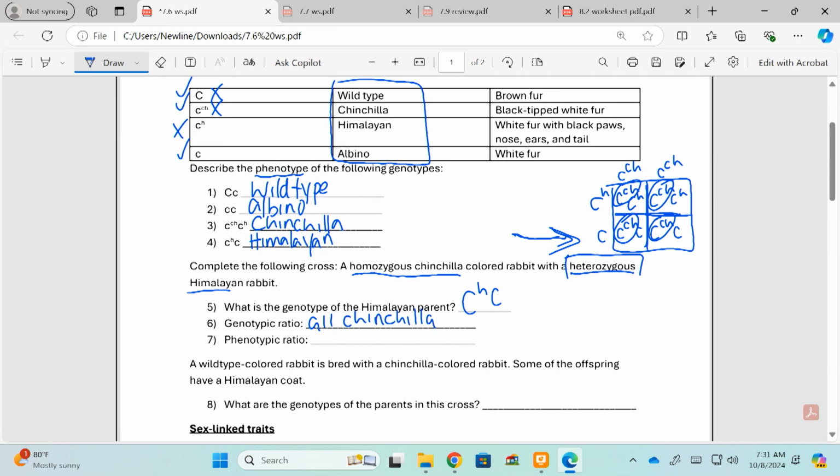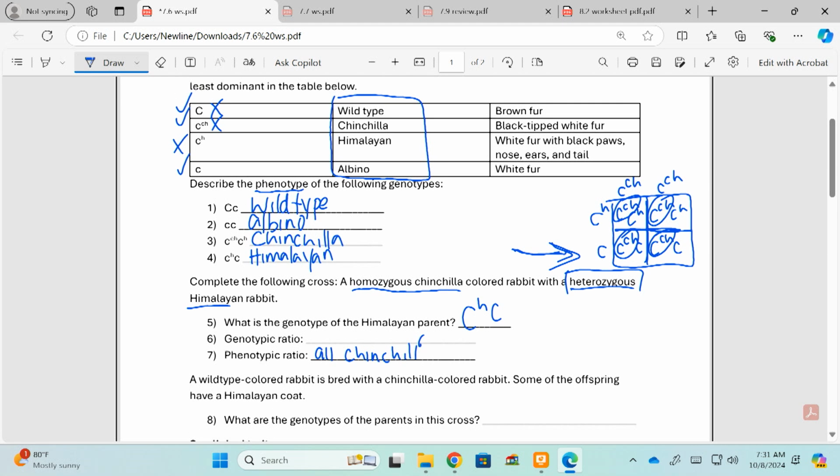Okay, and then it says the phenotypic ratio. Sorry, let's reverse these actually. So down here, I'll write all chinchilla. Okay, and then for the genotypic ratio, we have two that are this combination, and we have two that are this combination. Great. All right, so that's our first one.